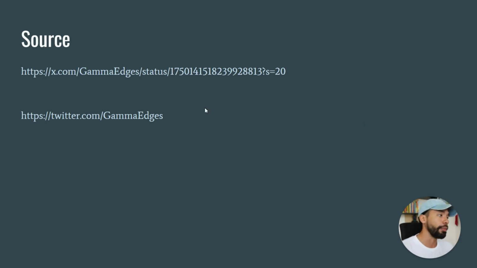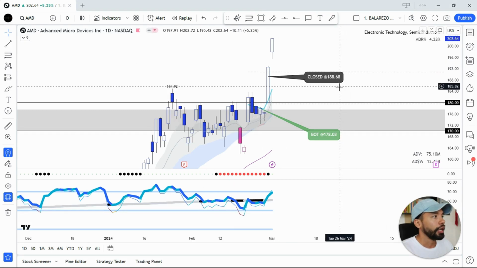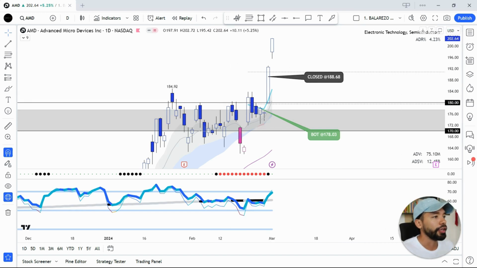So now that we understand that, let's jump into some recent examples that I made. We're going to cover a trade that I made in AMD, and a trade that I made in Meta. So let's jump there right now. Let's start here with the trade that I made in AMD. And first of all, here's the chart of AMD.